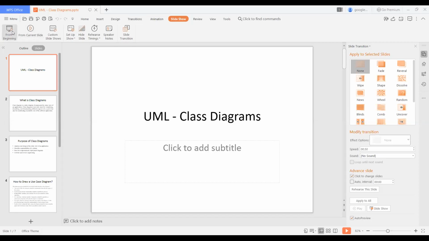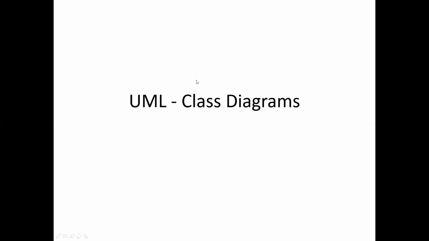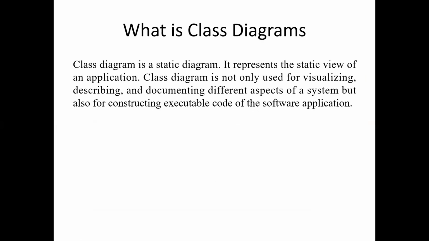Students, today's topic is class diagram. What is a class diagram? A class diagram is a static diagram. It represents the static view of an application. A class diagram is not only used for visualizing, describing, and documenting different aspects of a system, but also for constructing executable code of the software application.